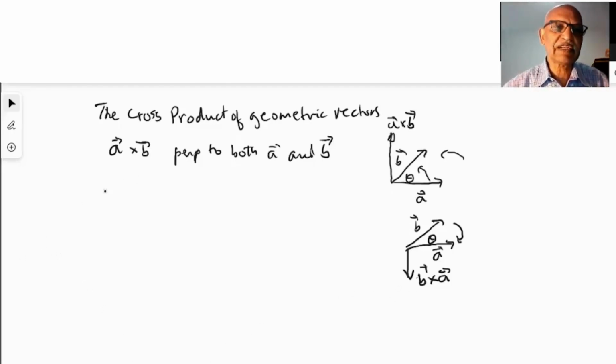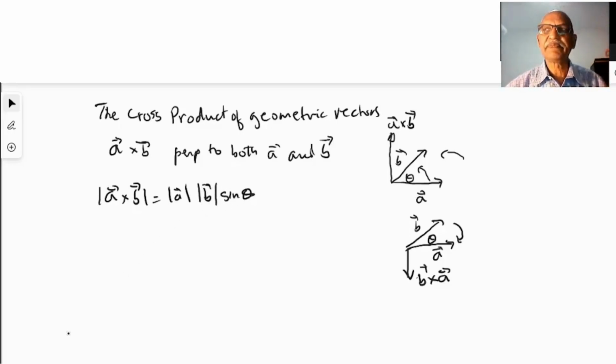So in geometric vectors, A cross B means we can visualize it with the right hand rule in physics or in calculus. The magnitude of A cross B will be the magnitude of A times the magnitude of B times sine of the angle between them. So this is a magnitude and this is a geometric vector. The direction is always given by A cross B.